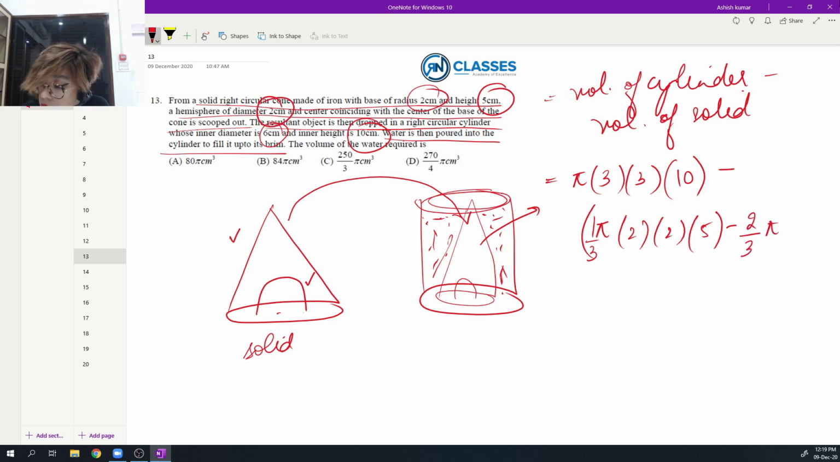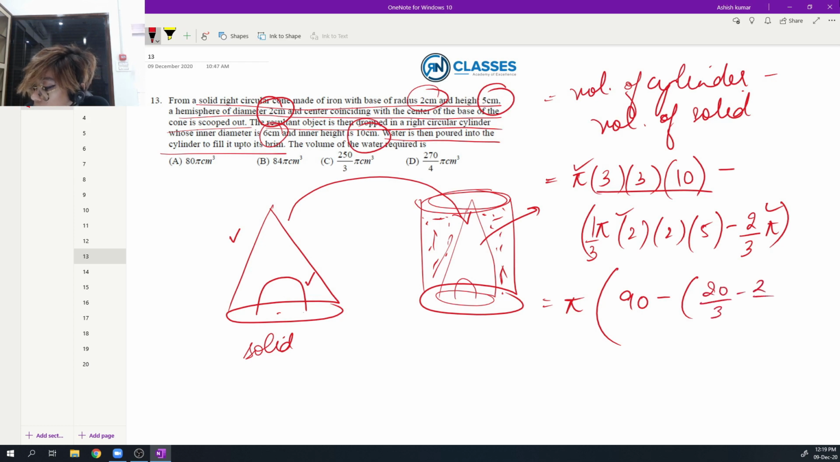Now radius is 1, so 1 cube I will not write, right? अब obviously as you can see pi तो बाहर ही आ जाएगा, right? कॉमन ले लो. यहाँ पे बन गया 90, माइनस यहाँ पे क्या बना? कुछ भी नहीं बना यहाँ पे. 20/3 minus 2/3. So basically this is 6. So 90 minus 6, which is 84. So answer is 84 pi.